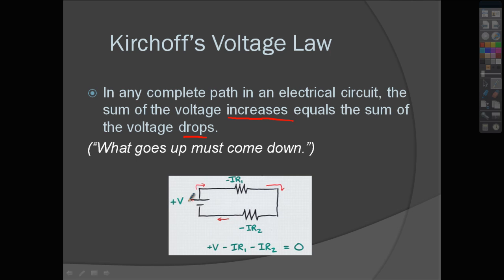So here we have our battery, which is voltage up, and across each resistor, the voltage goes down. So to find the total voltage, we have the up minus the down minus another down. It's going to be 0. We can also write this as V equals IR1 plus IR2.